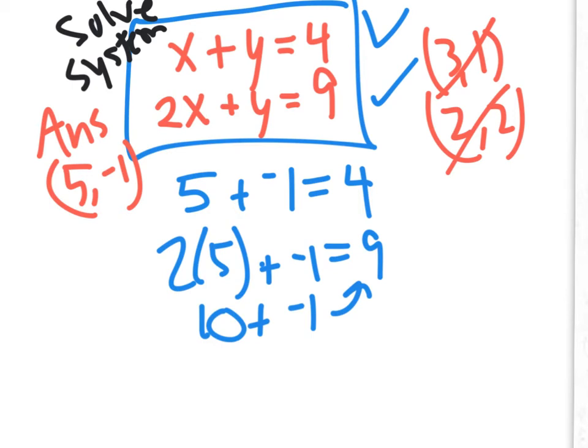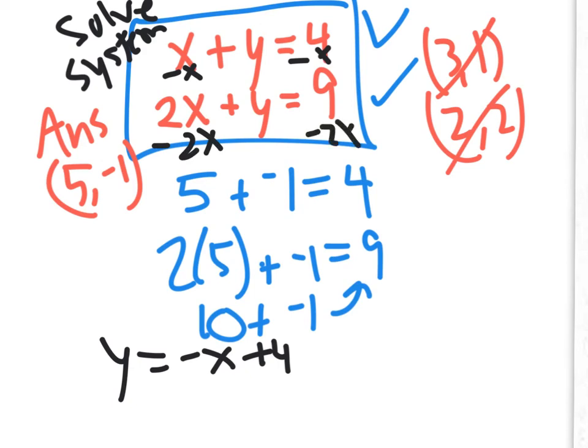Now, guys, we mentioned previously, what could I do with this equation up here, in terms of it having an infinite amount of answers? I could graph it. If I wanted to, I could rewrite it in slope-intercept form by subtracting x, and say that the top equation is really y equals negative x plus 4. That's my top equation. Now the bottom equation, I could also graph it by subtracting 2x and rewriting it as y equals negative 2x plus 9.